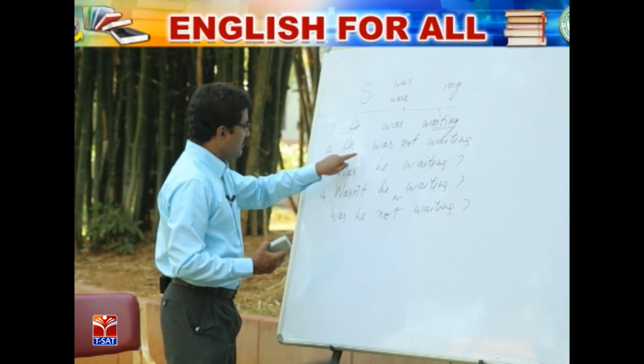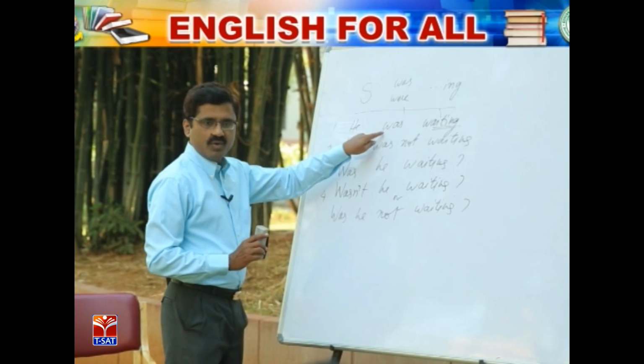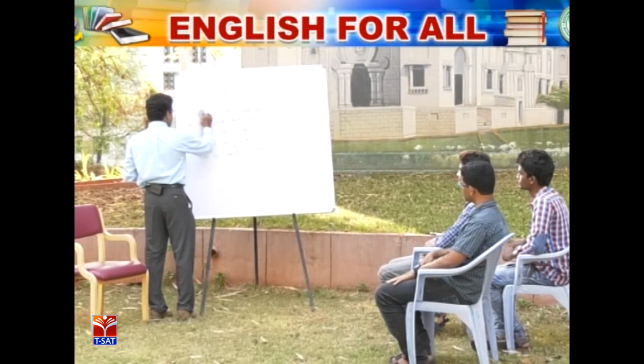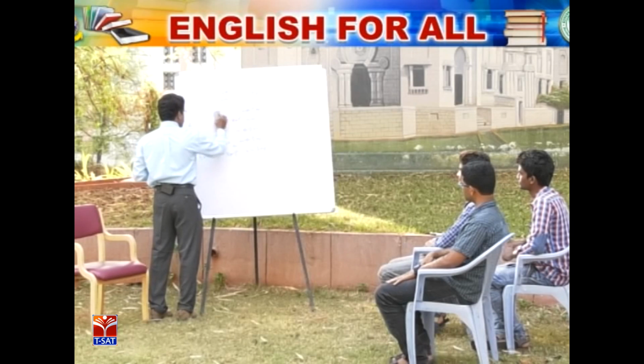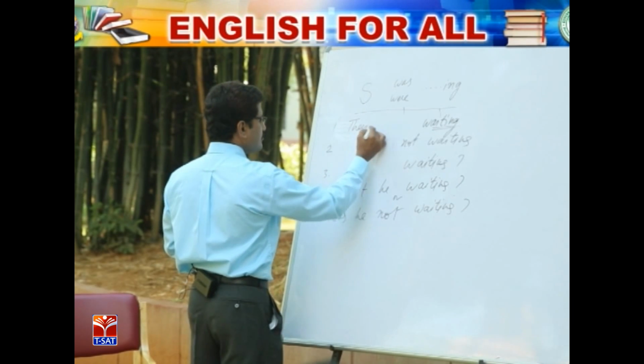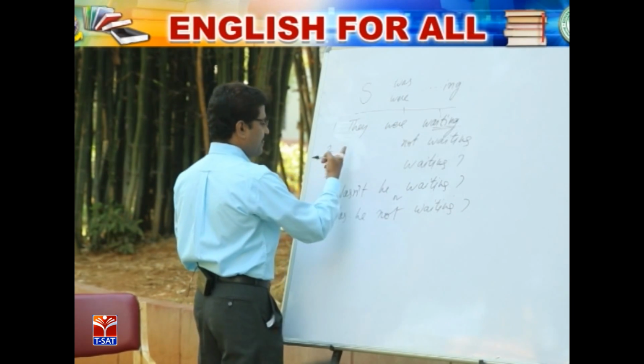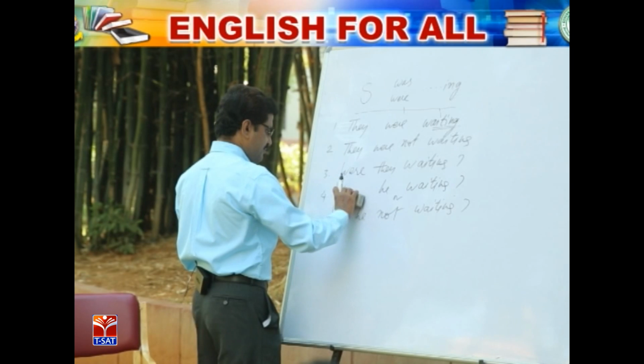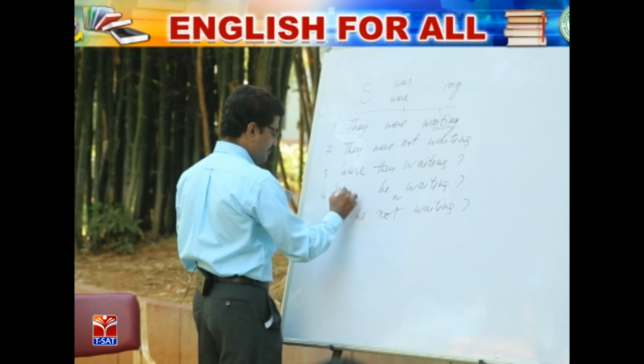Now these are the four forms for the word was. If I keep were, it will be the same. We change the subject, they were waiting. Now tell me, what is the negative form? They were not waiting. Were they waiting? Weren't they waiting? Were they not waiting?